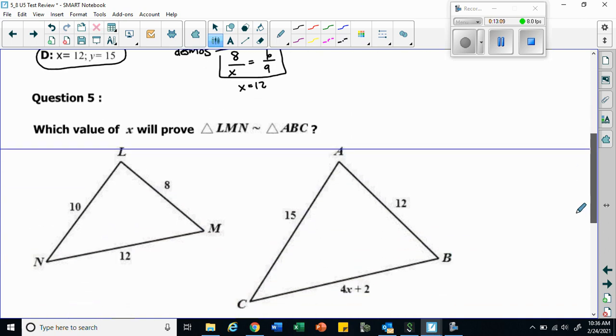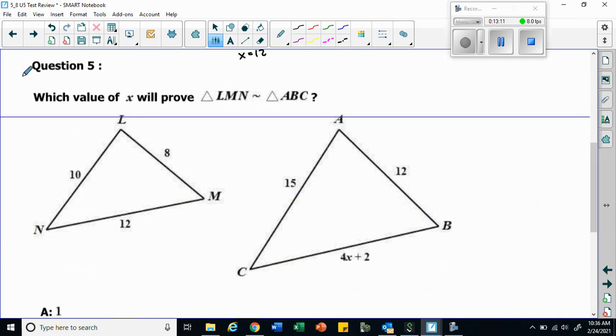Let's move on to question number 5. Question number 5 says, which value of x will prove that triangle LMN is similar to triangle ABC? Now we get into the wonderful stuff that we love, which is color coding. So we're going to do color coding. Why? Because we have a similarity statement. Also, some of our sides have variables in them.